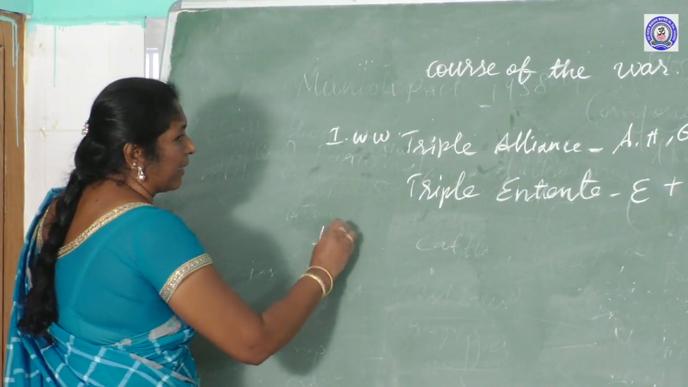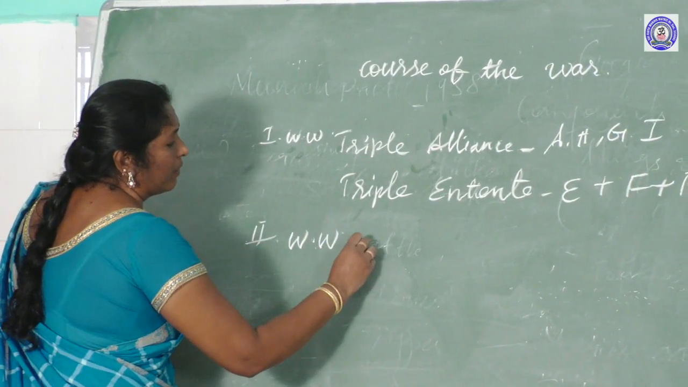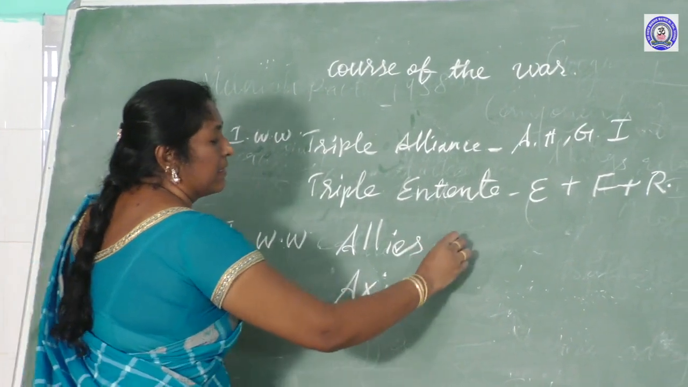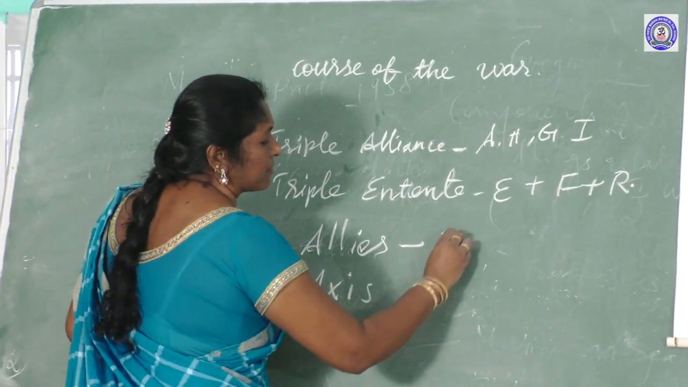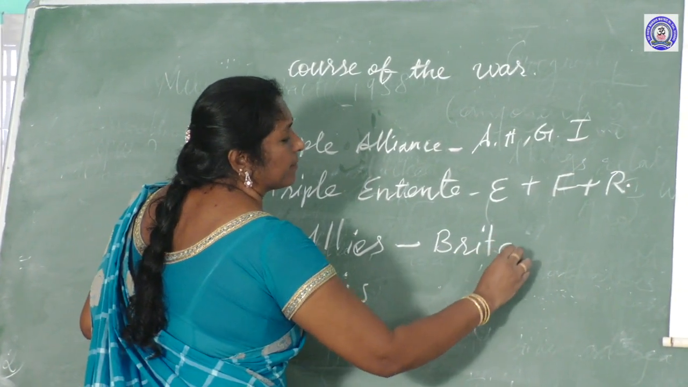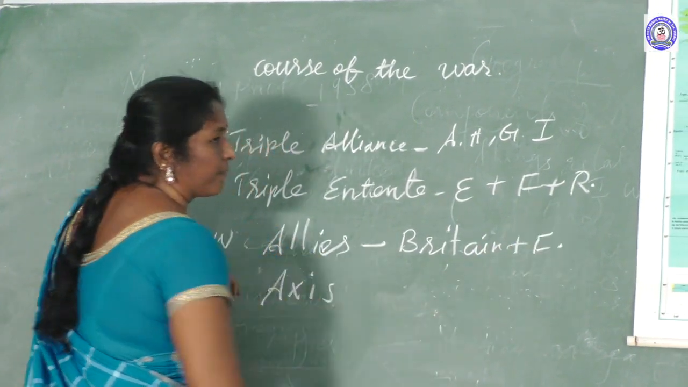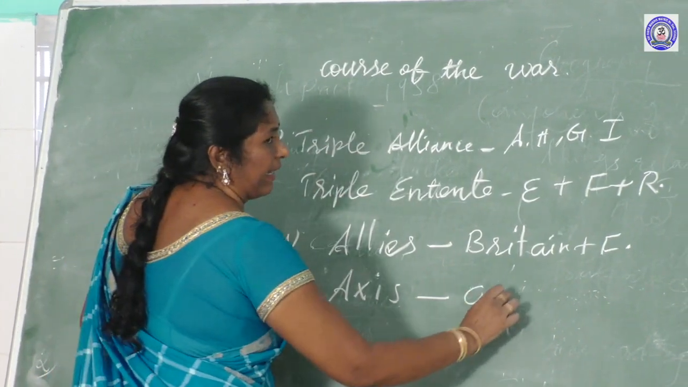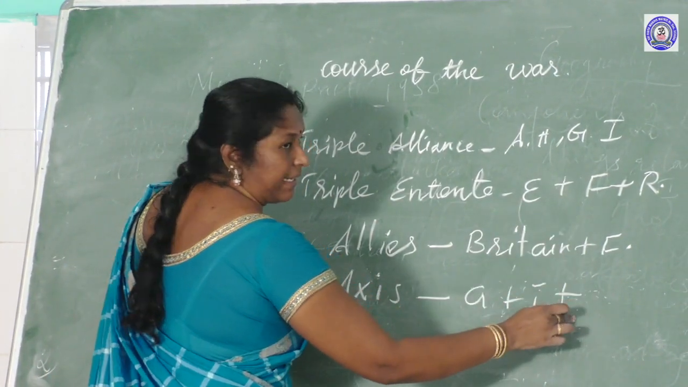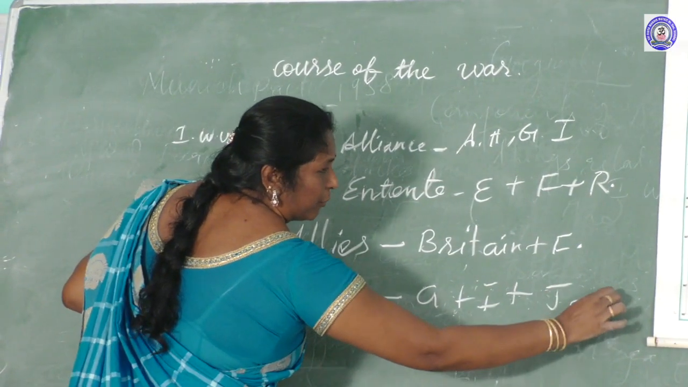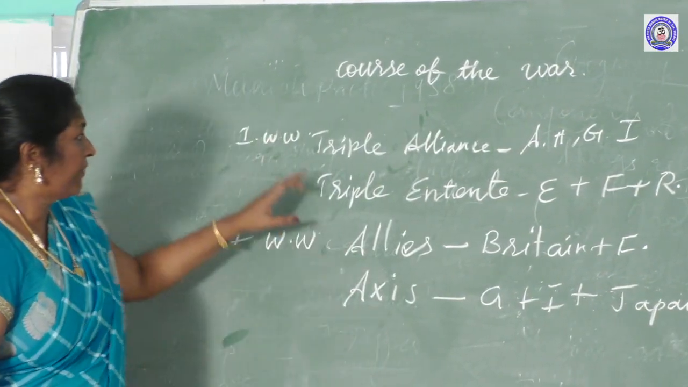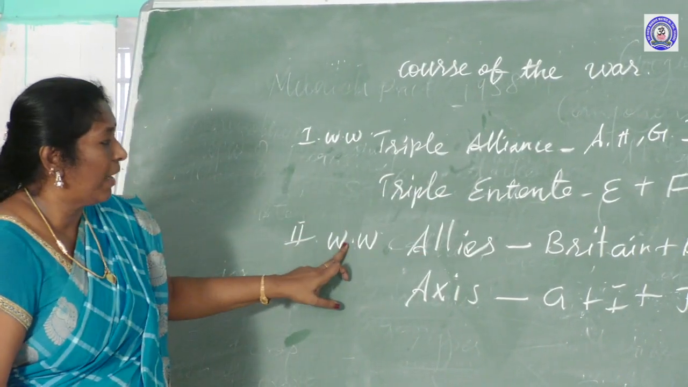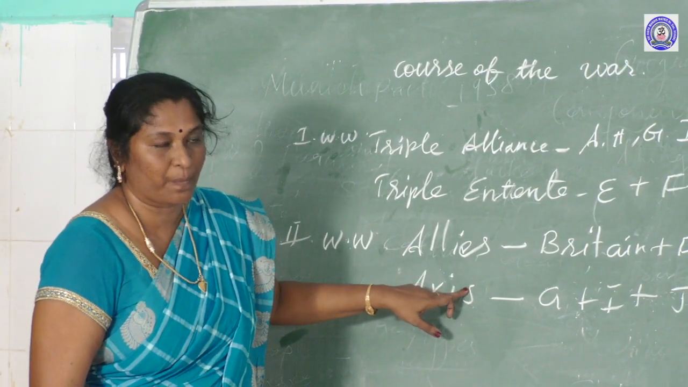See the Second World War. The Allies nations and Axis nations. In the Second World War, Britain and France are in Allies nation. Axis nation, like in Triple Alliance, Germany and Italy, and in the Second World War, Japan was formed to Axis power. So First World War, Triple Alliance and Triple Entente. Second World War, Allies and Axis powers.